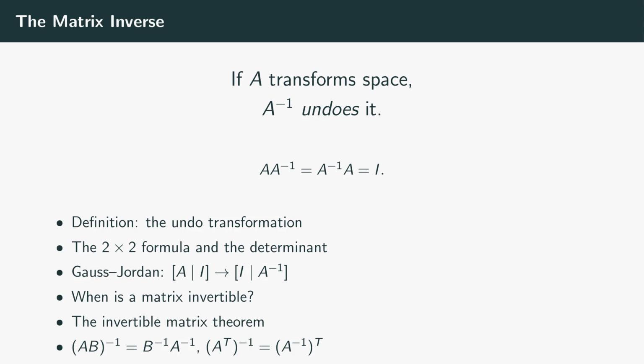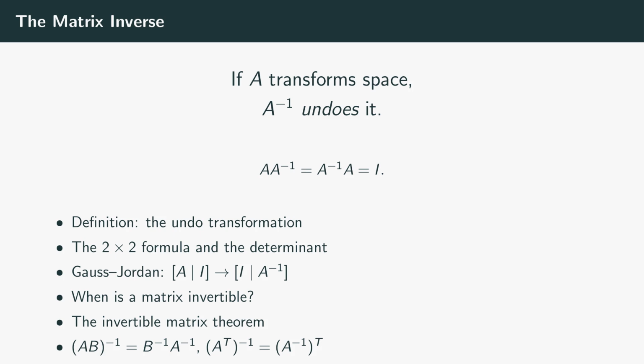Welcome back. We have learned that a matrix is a transformation of space, and that multiplying matrices composes transformations. The natural next question is simple: can we go backwards? If A scrambles space, is there a transformation that unscrambles it? That transformation is the inverse of A, written A inverse. Apply A, then apply A inverse, and every vector returns exactly to where it began. Algebraically, A inverse is the matrix that multiplies A back down to the identity from either side.